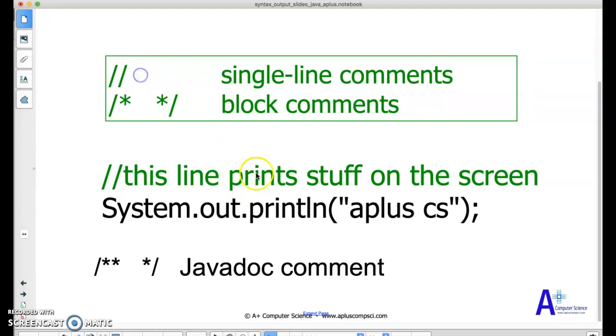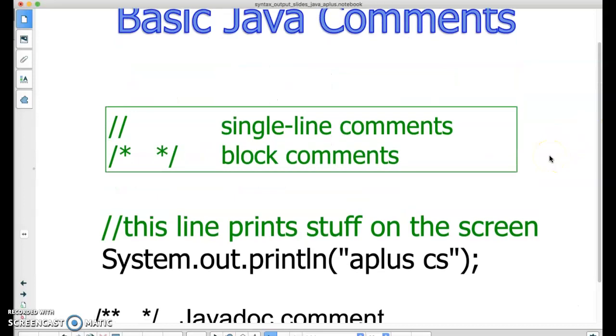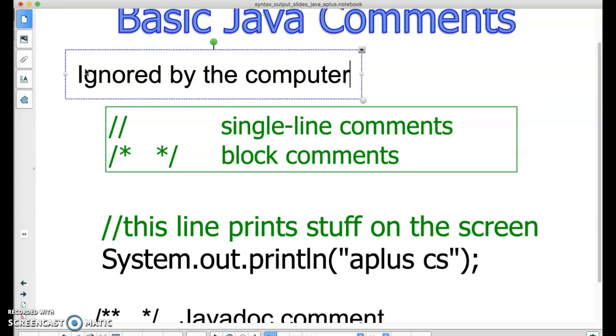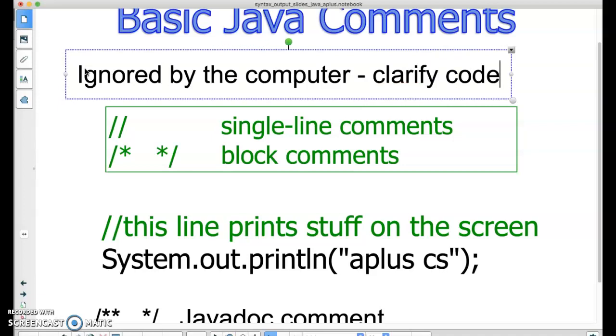But 2 slashes, and the slash is the one that's near the question mark or the shift sign, 2 slashes is a single-line comment. These are forward slashes, and then /* and */ are block comments. So 2 slashes just means that everything from there over on the line is ignored by the computer. So just to be clear, comments are ignored by the computer. So syntax doesn't matter, and it's used to clarify code for the programmer or whoever the programmer is working for.